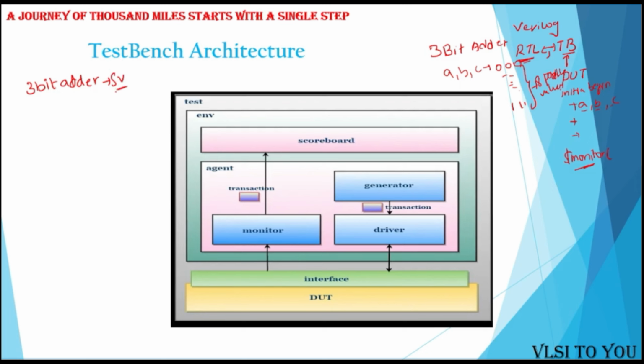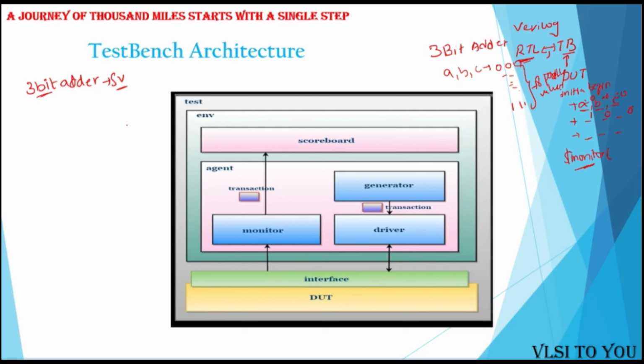Now, what is happening here? As I already told you, first comes the generation. In Verilog, you generate the values manually. That means you yourself should give the values, like a equals 0, b equals 0, c equals 0, then a equals 1, b equals 0, c equals 0. So you should give these manually in the case of a Verilog testbench.